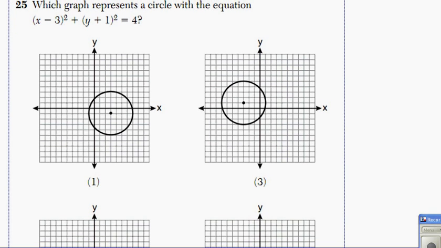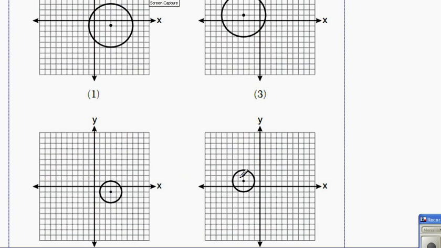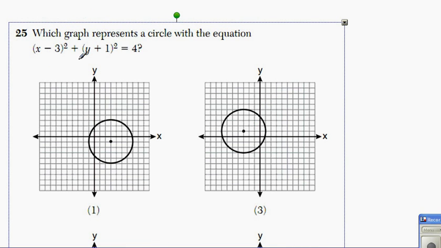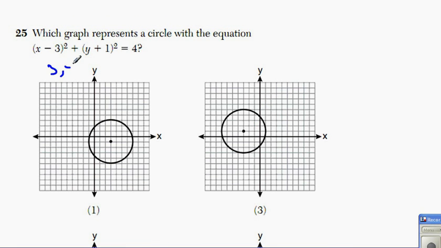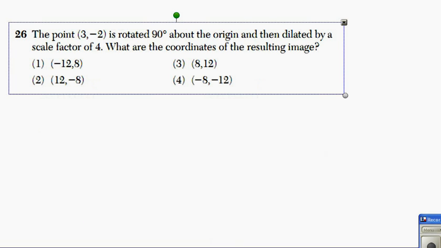Here once again, the radius has to be 2. Which one of these has a radius of 2? Because the side is equal, the last number is equal to 4. So it can be one of these. Now, second, where is the center? Center is what? 3 comma negative 1, you see? 3 comma negative 1. Aha, this looks like our correct answer.